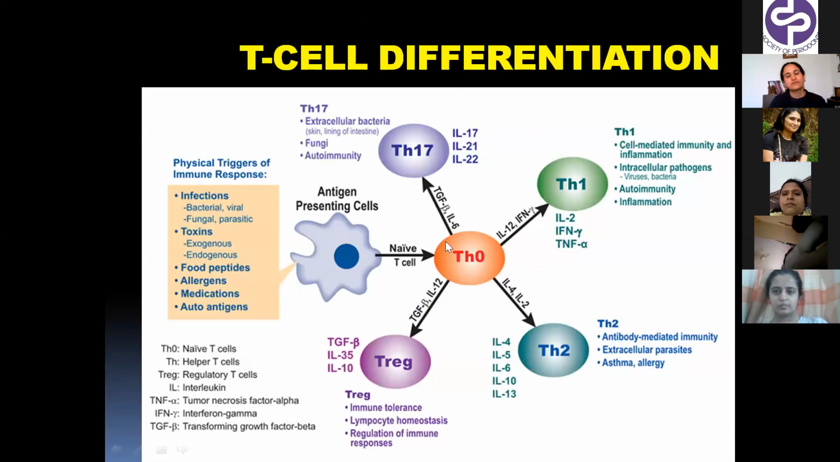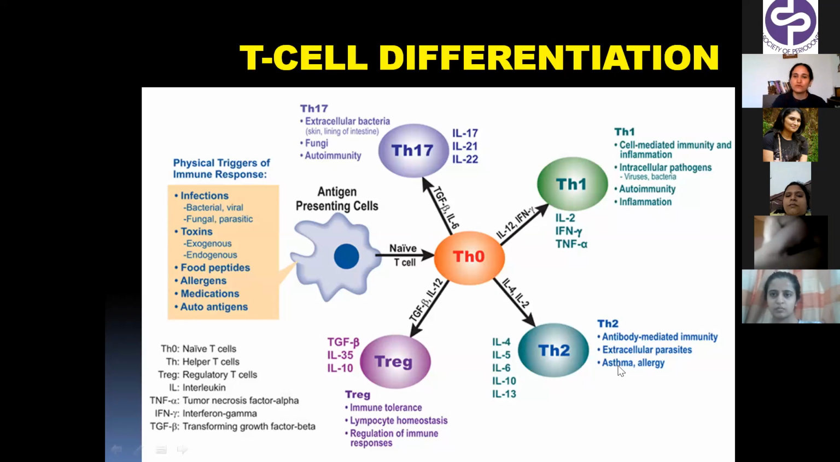The other types of cells that have been seen with the T helper cells are the Th17 and T regulatory cell. This is Th1 and Th2, and the different type of milieu, that is IL-12 and interferon, will lead to the differentiation into Th1 cells, and IL-4 and IL-2 will lead to the differentiation into Th2 cells.